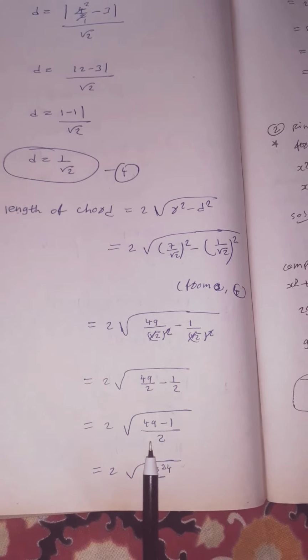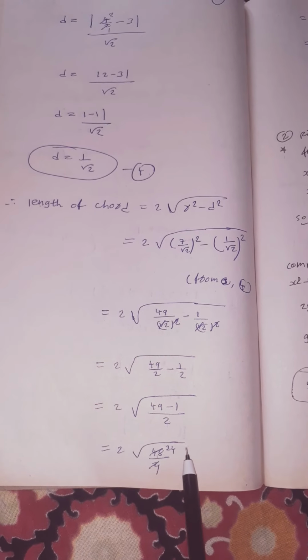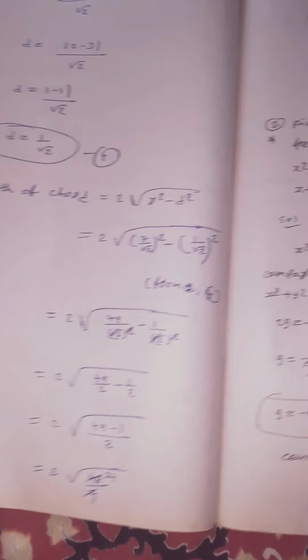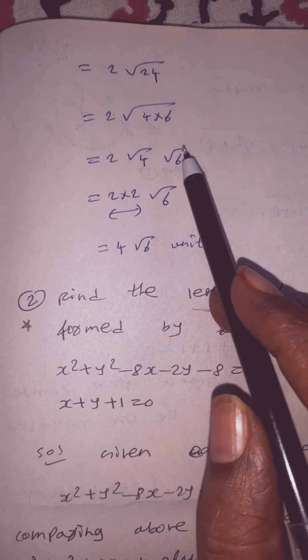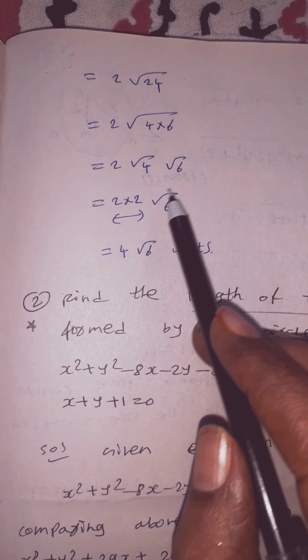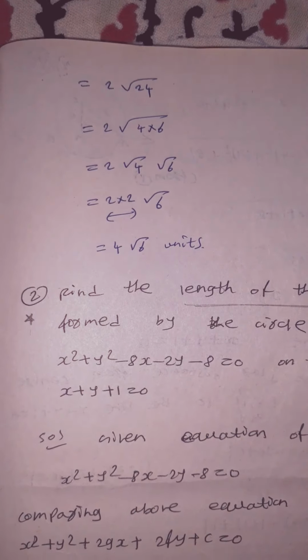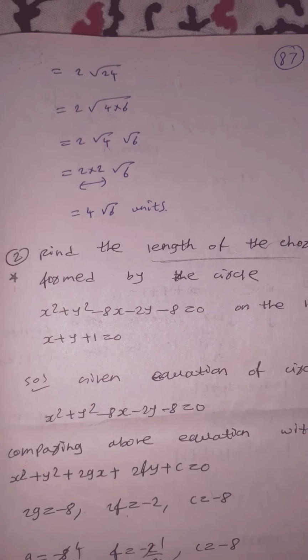So we can subtract the numerators. 49 minus 1 is 48. 48 by 2 is 24. Why? Because 2 fours are 8. So 24 can be written as 4 into 6, children. Again you can write the root separately: root 4 into root 6. Root 4 is nothing but 2. So 2 into 2 is 4. So 4 root 6 units.